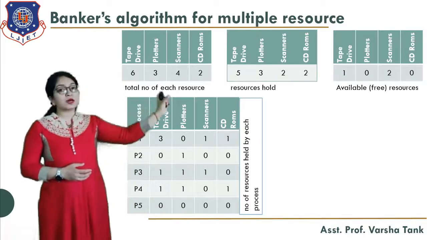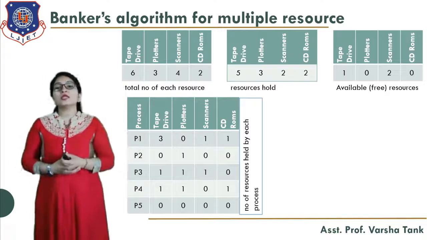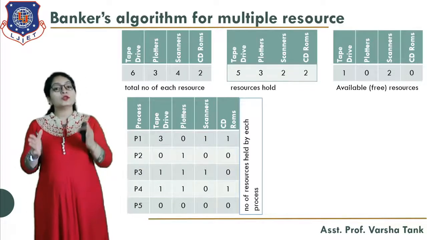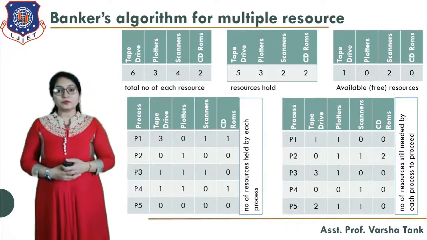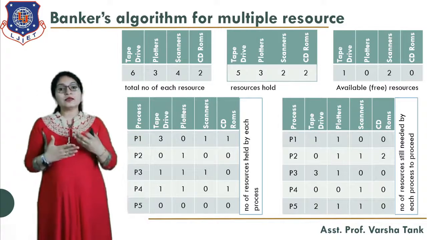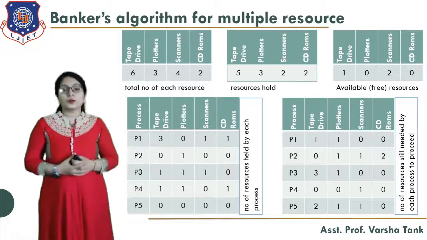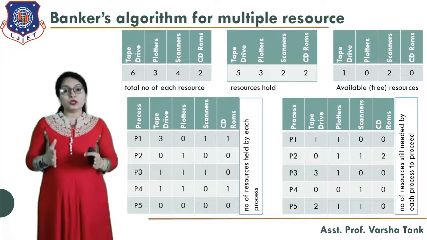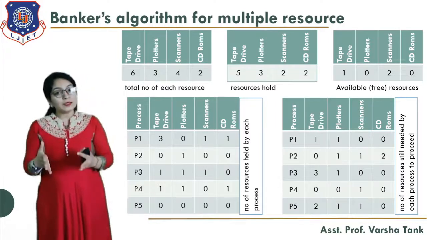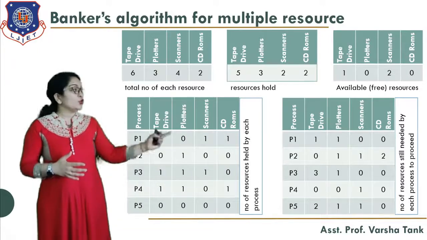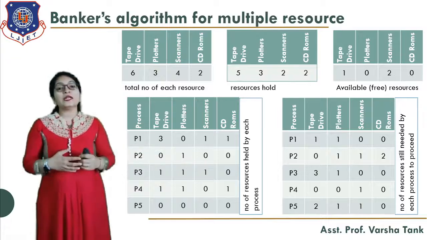Using these available resources, we have to fulfill the need of each and every process, so there is no deadlock in the system. Got it? So let's see. This is the table of the maximum requirement. In the exam, it may be that the maximum requirement is given to you. From that maximum requirement, you have to find out the need matrix. Here we can say this is also the need matrix.